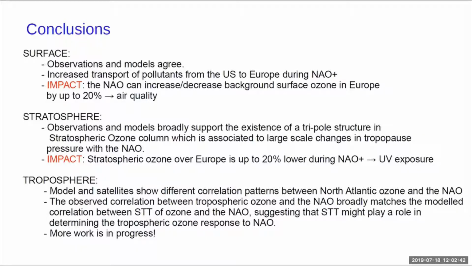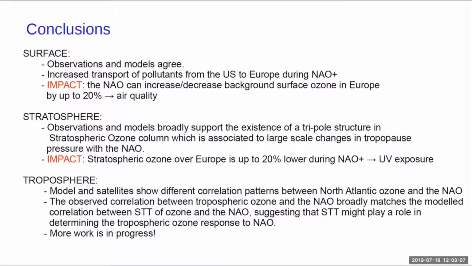And in the stratosphere, similarly, the observations and the models support the existence of a tripole structure in stratospheric ozone, which is associated with these large-scale changes in tropopause with the NAO. The impact in that case is lower stratospheric ozone in Europe during positive NAO, which could lead to increased UV exposure.